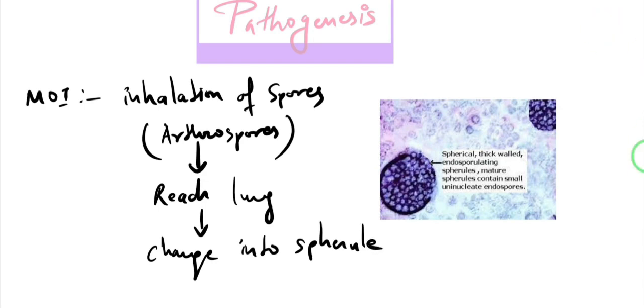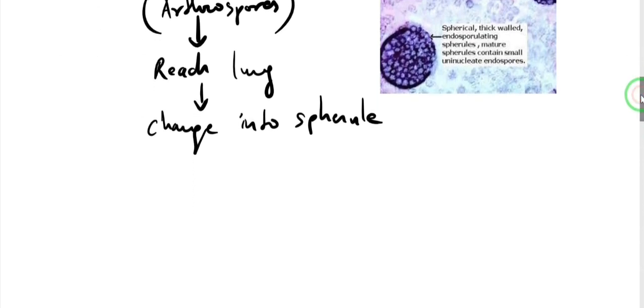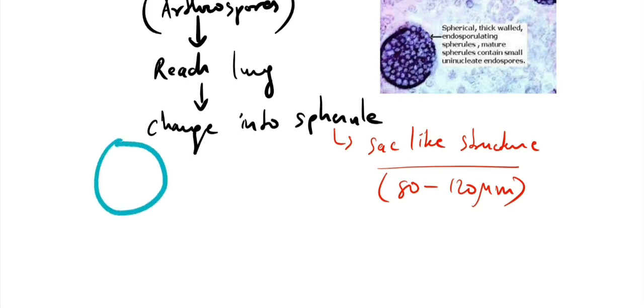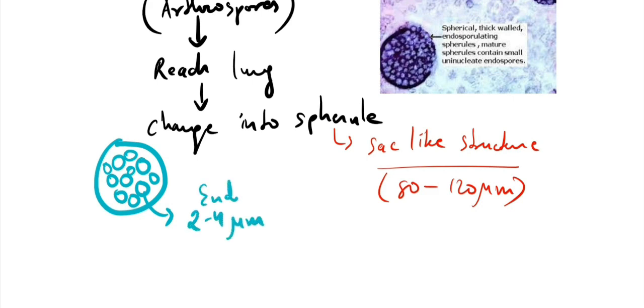A spherule is a sac-like structure, right? So what happens is after the arthrospores reach our lungs, they enlarge, they become rounded, and there are internal septations to form the sac-like structure, which is about 80 to 120 microns in size, right? And this spherule, let's say this is the spherule, contains these uninucleate endospores, right? So a lot of endospores are going to be present inside it, and these endospores are going to measure about 2 to 4 microns in size. So these are the endospores, and this is our spherule.